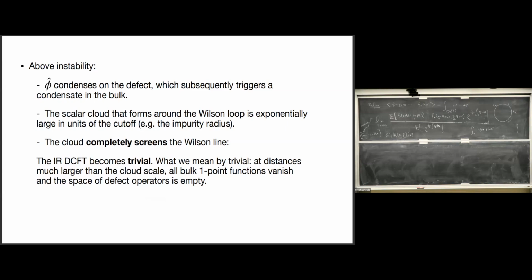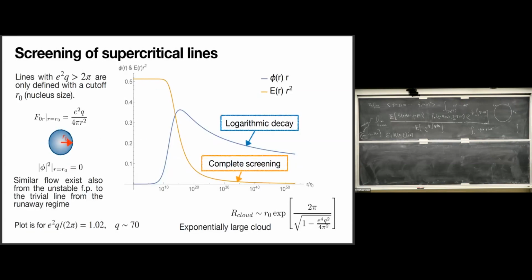And what we found is that the scalar cloud completely screens the Wilson line, in the sense that in the supercritical regime, the Wilson line in the deep infrared becomes completely trivial. What we mean by trivial is that if you look at one-point functions in the bulk, away from the scalar cloud, they all just vanish, as opposed to the ordinary Coulomb solution. So this is what we get when you're in the supercritical regime.